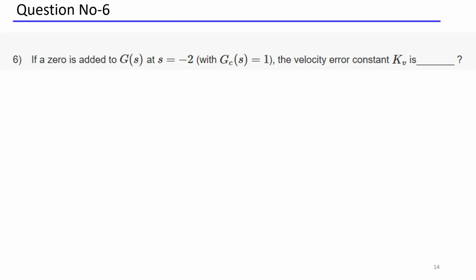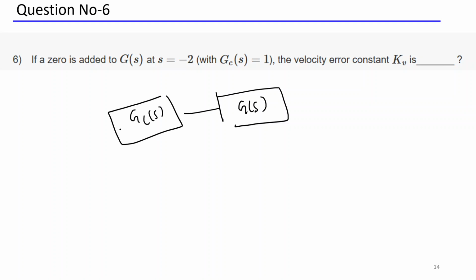If a 0 is added to G(S) at S equal to -2, then G(S) equal to 1. So what is it telling us? Here is your G of S, and he is giving this value as 1, so we don't care about that. But in G of S we are adding a 0 at S equal to -2.